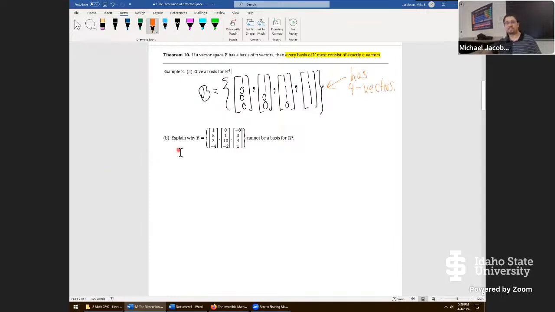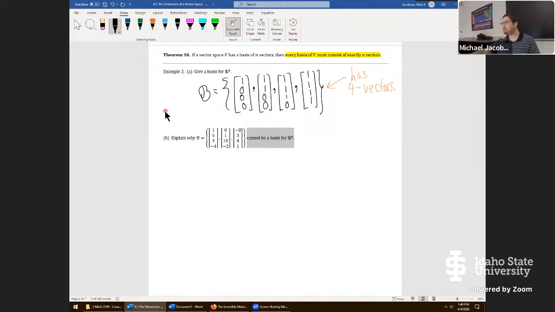So now part B asks us, explain why this set cannot be a basis. Those vectors are possibly linearly independent. Row reduction can help us see that, but it cannot be a basis for R4 for multiple reasons. If you're thinking of theorem 4 in chapter 1, that's a good way to think about it. If you put those three vectors into a matrix A, there's no way there's a pivot in every single row, not enough columns to make that happen.